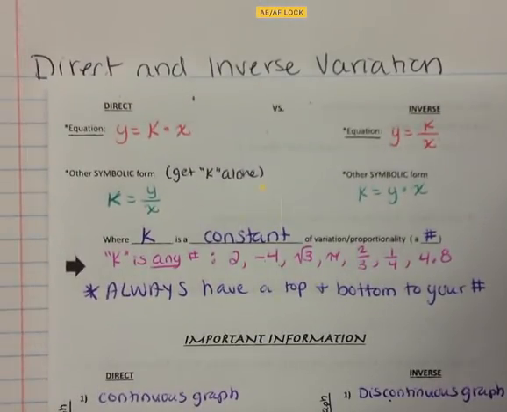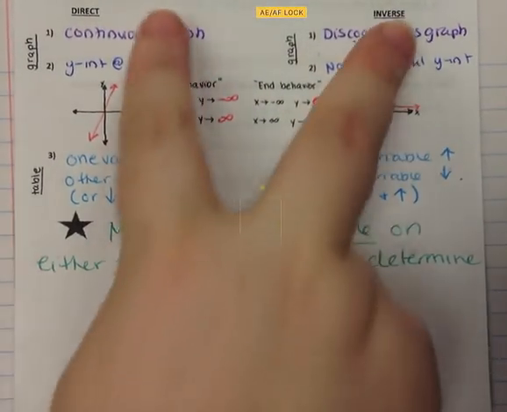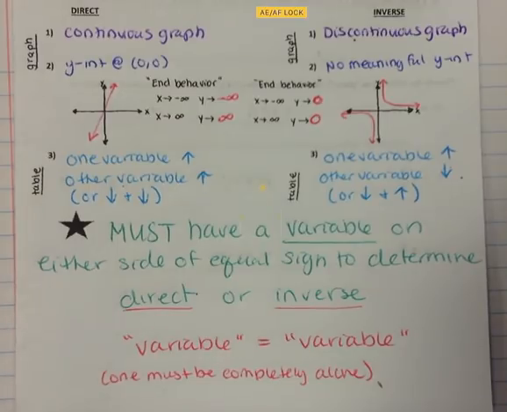So these are the three representations of direct and inverse variation, and we're going to be practicing some of these. So the three different representations, they do look slightly different. So that's how you determine if it's direct or inverse.